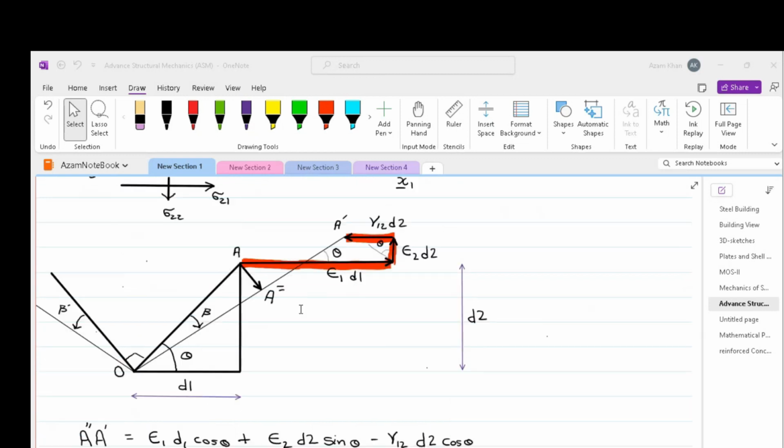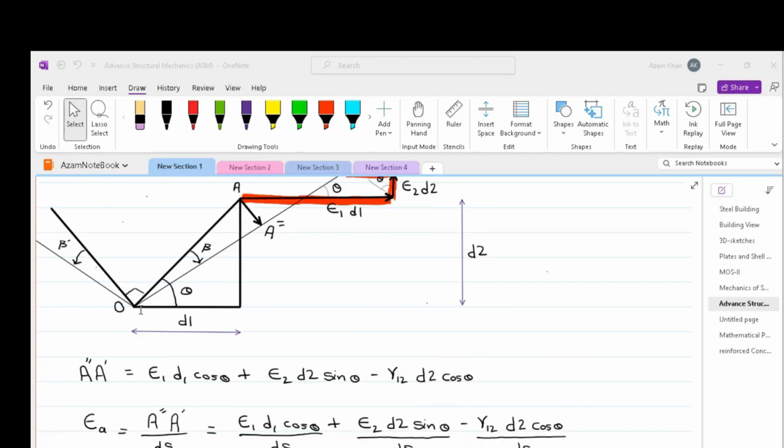Please note that instead of finding the components upon OA, we can also find it upon OA dash because the angle between OA and OA dash is very small. Please also note that along OA dash, strain 1 D1 is in the direction OA dash. Strain 2 D2 is again in the direction OA dash, whereas gamma 12 D2 is in the direction A dash O. That's why negative appears in the case of gamma 12 D2 cos theta.